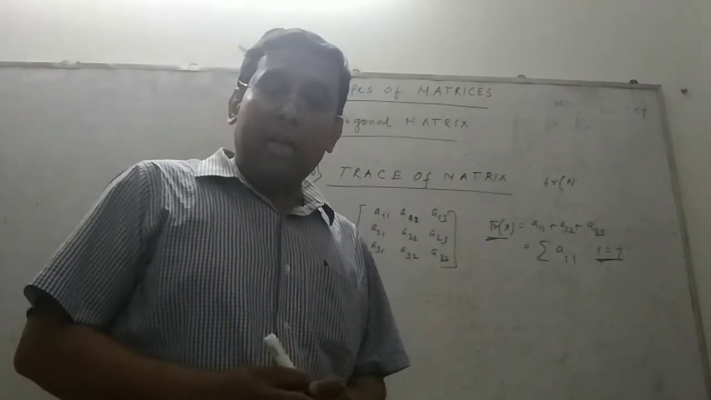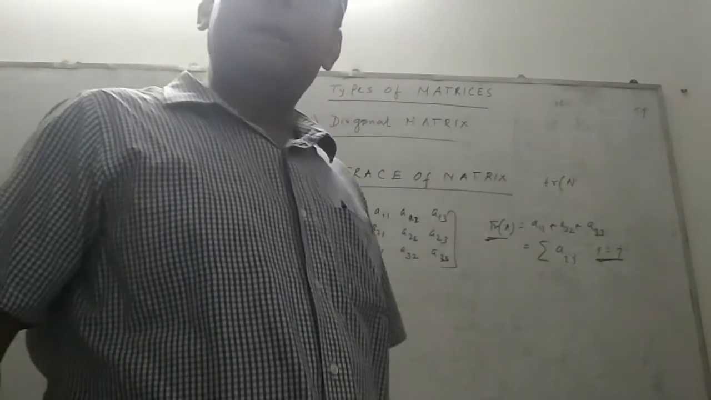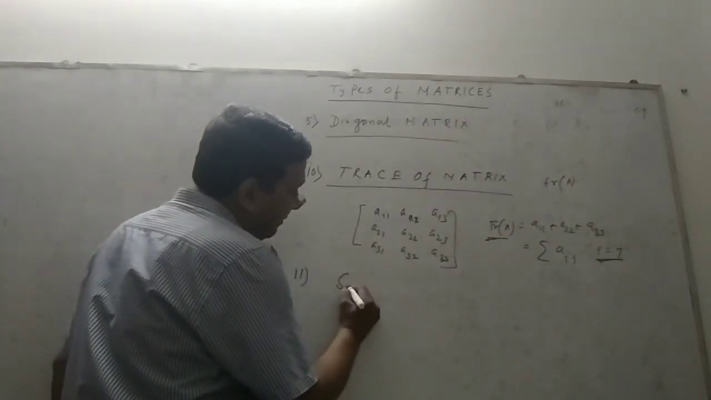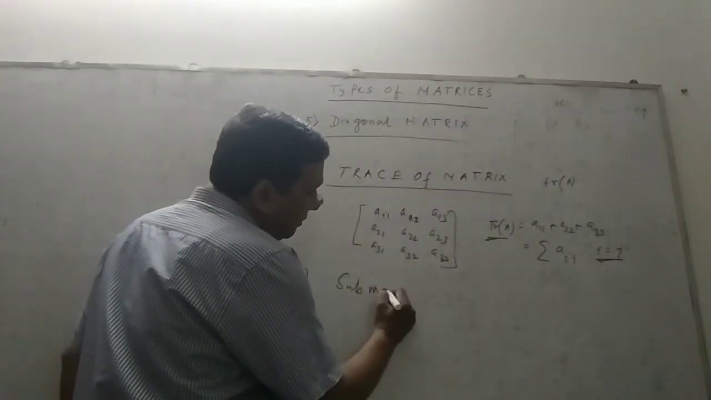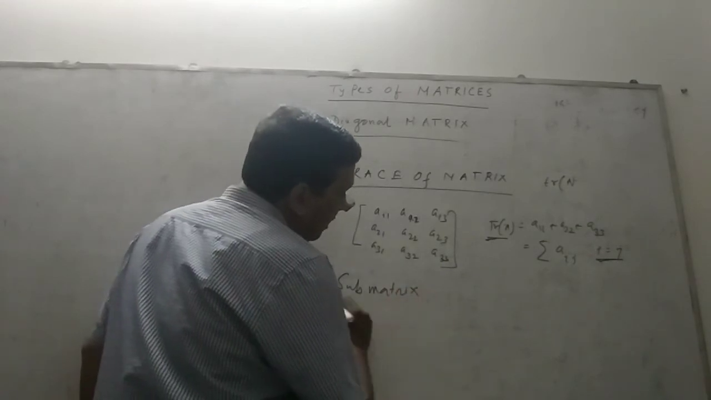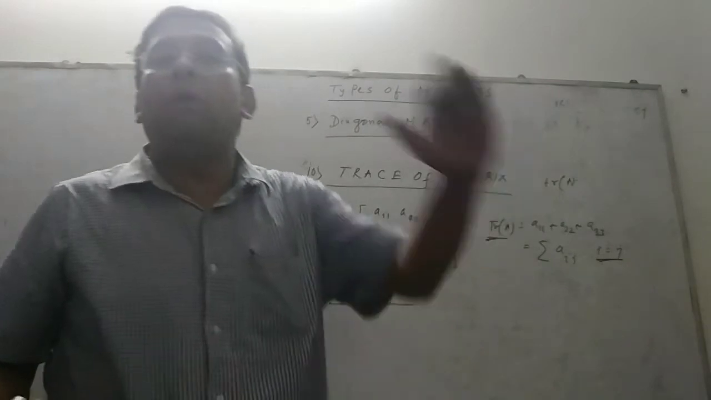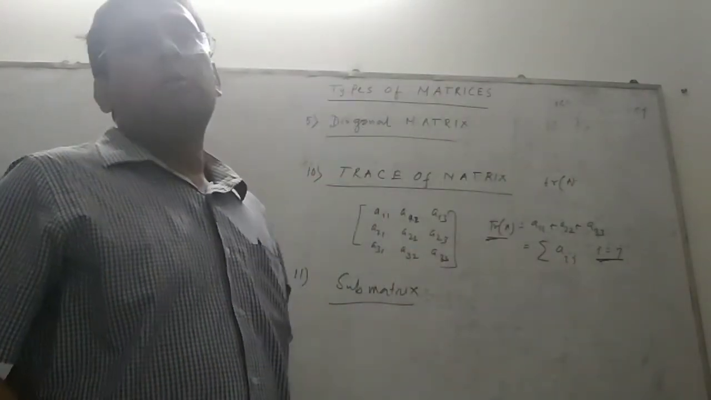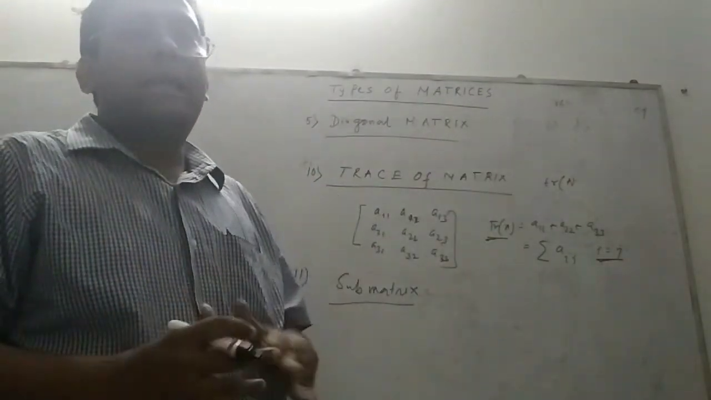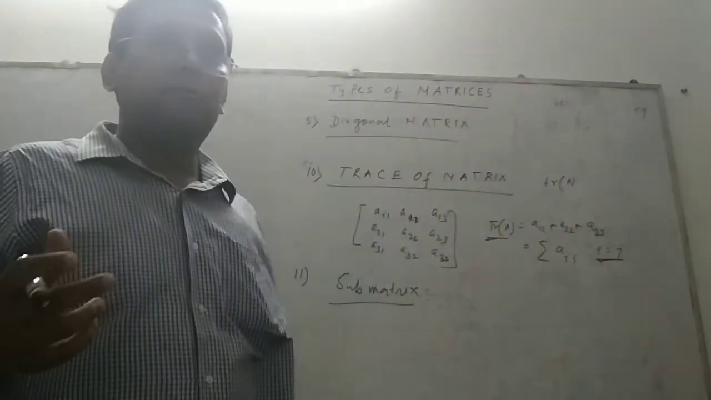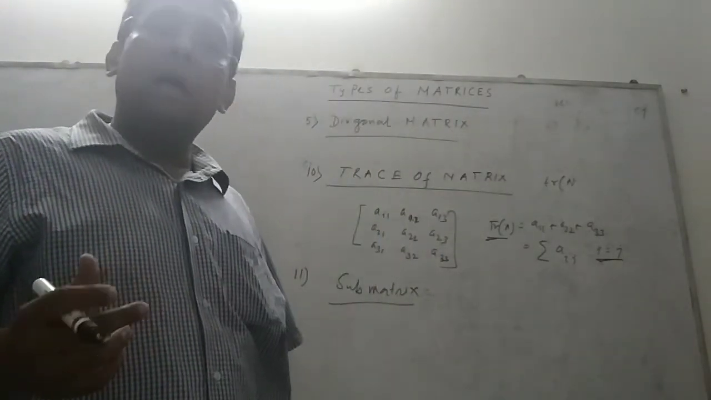And last but not least is submatrix. This is the classification, submatrix. What is a submatrix? Submatrix means whenever we delete any one row or any column of a mother matrix and get another type of matrix, or if we delete both rows and columns, then also we can get a submatrix.